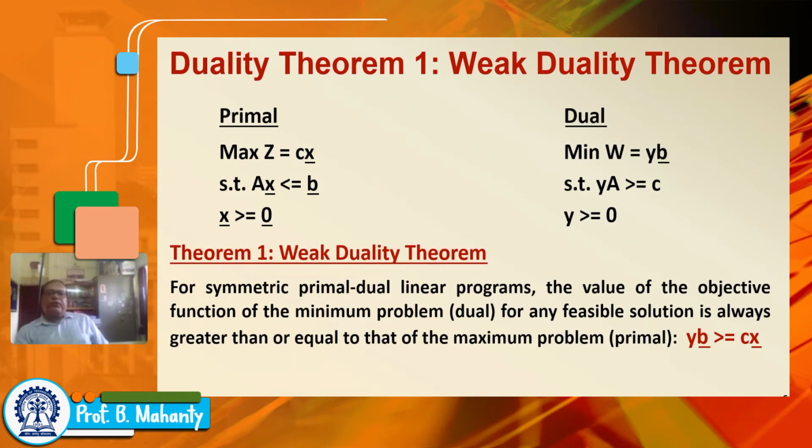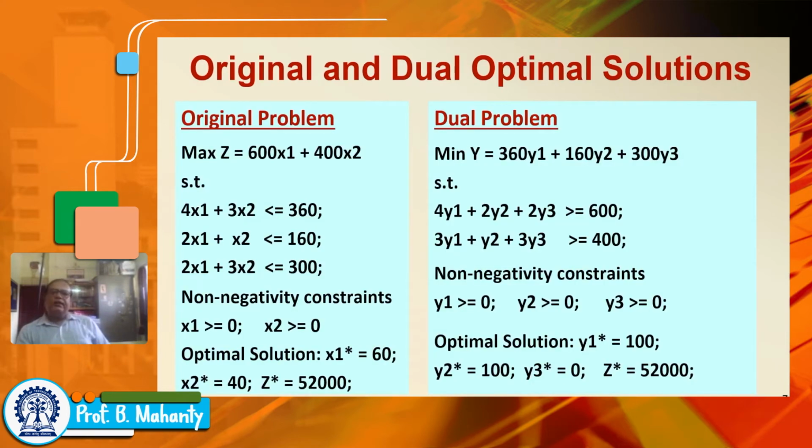And now look at the dual problem. This one is our dual problem. Minimize y equal to 360 y1 plus 160 y2 plus 300 y3, subject to those constraints. Now we see the optimum solution here is Z also 52,000. So both the optimum solutions are equal at that point. But what about other points? Supposing I take some other in between points, then the value will be more than 52,000 or less than 52,000. That is the essential point.